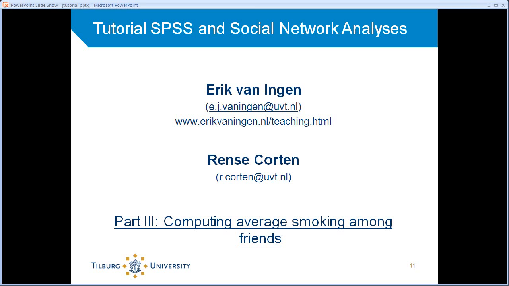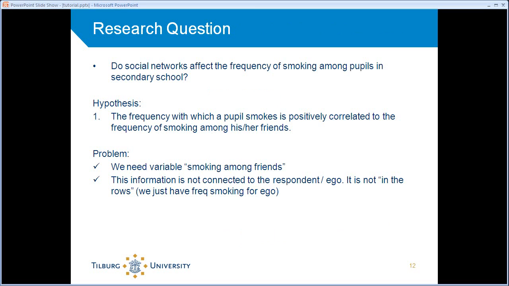And I have some good news. The good news is that we're actually going to do something useful here. So we're going to start calculating network measures. In this case, the average smoking among friends. So we had a research question: do social networks affect the frequency of smoking among pupils in secondary school?